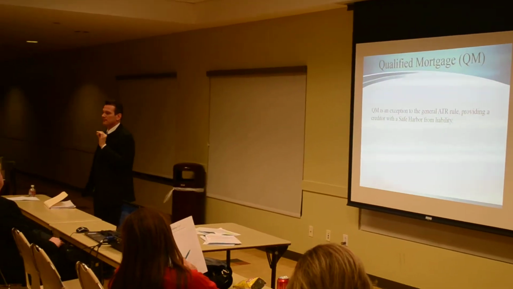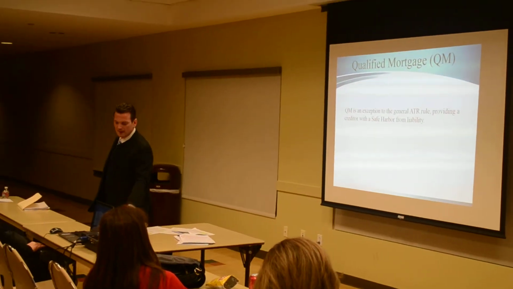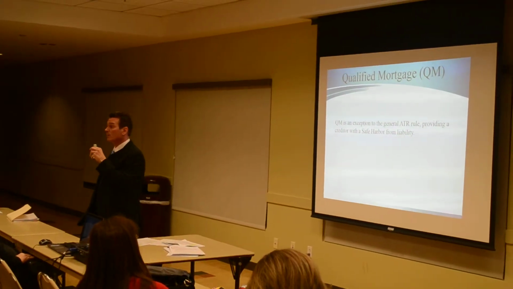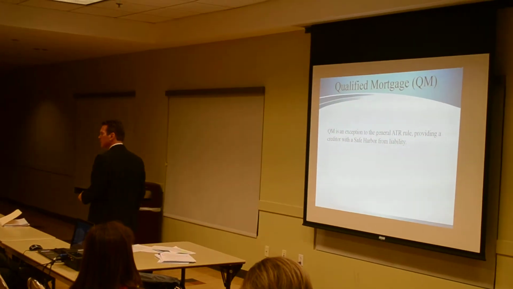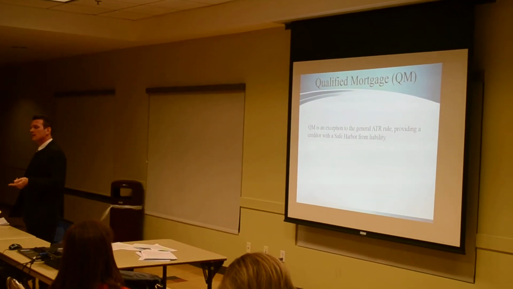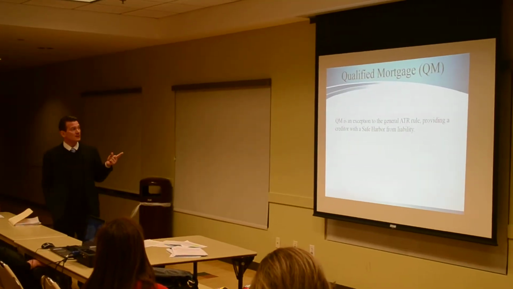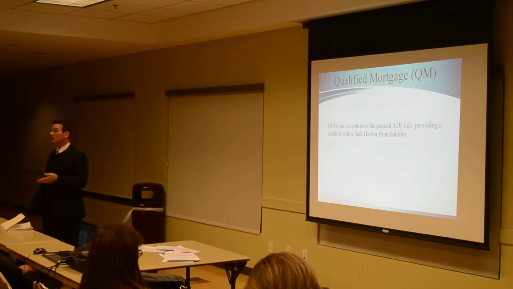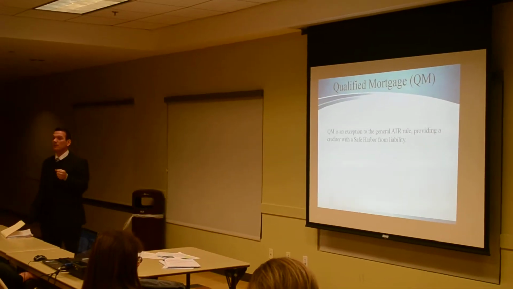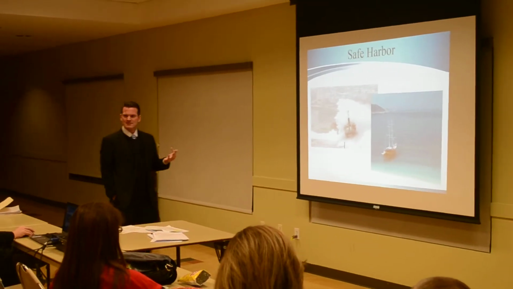Now we'll get to the exception. There's one exception to this rule, this ability to repay, and that's if your lender writes a qualified mortgage. And what a qualified mortgage does is it says, if you write one of these, we'll assume they have the ability to repay. And so if they meet this, the qualified mortgage, it's an exception to the rule, and it provides the lender with a safe harbor. Who knows what a safe harbor is? Right?